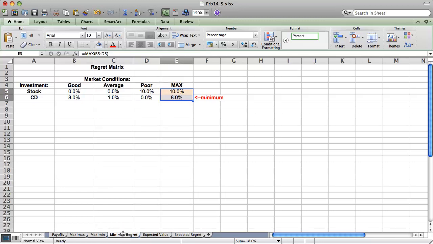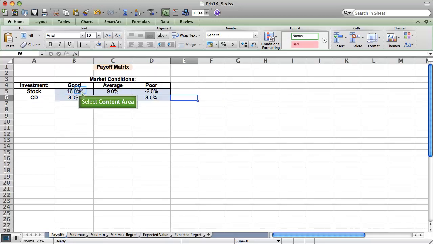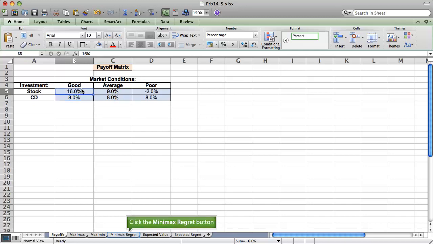Looking at regret, the regret considers the opportunity that is lost. So the regret matrix is a little bit different than a payoff matrix. Here, let's consider where the 0 comes from. So we would have 0 regret if we invested in stocks in a good economy. Why? Because in a good economy, that pays 16%, and the CD pays 8%. So the maximum of those two is 16%.